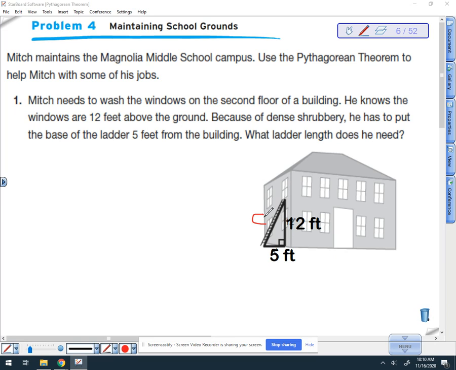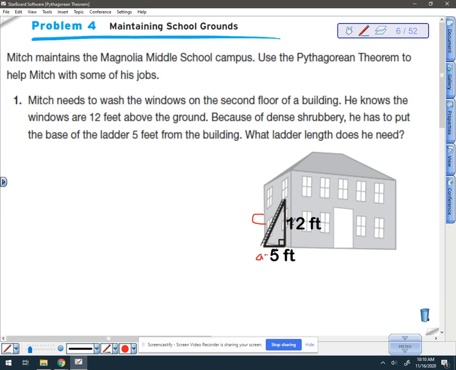The first thing you're going to do is, well, we labeled C. We need to pick which one of these should be A and B. It does not matter. You could say that, all right, 5 is A and 12 is B. Or you could do it the other way and make 5 your B and 12 your A. It does not matter. All that matters is that you put it into the formula correctly. So A squared plus B squared equals C squared. So what did we pick for A? We picked 5. So we would put 5 in for A. So A squared plus, what did we pick for B? For B, we picked 12.